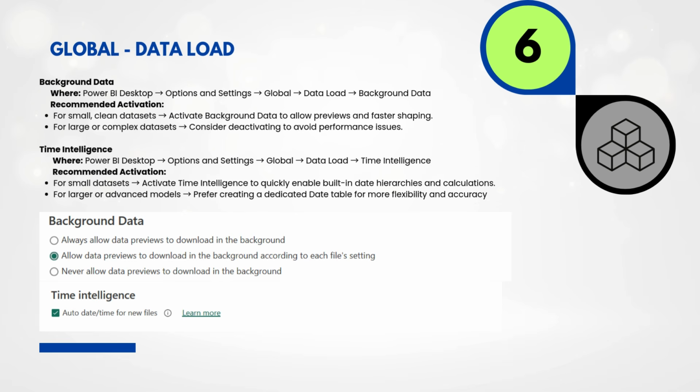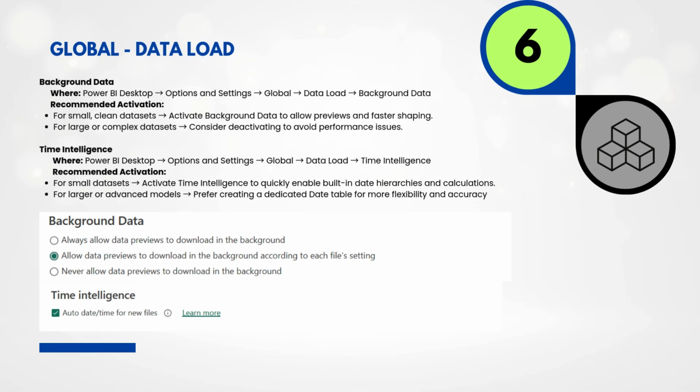And let's look at time intelligence, also known as auto date/time. When activated, Power BI automatically creates hidden date tables for every date field in your model. This makes it easy to use built-in functions like year to date, month to date, or previous year without building a date table yourself. This is perfect if you're a beginner or working with small, simple models. It saves time and makes quick analysis easy.